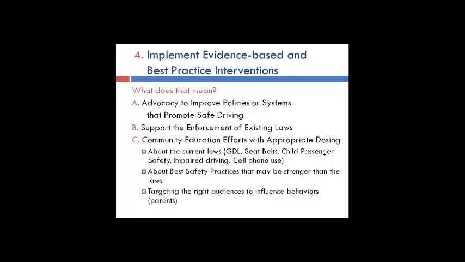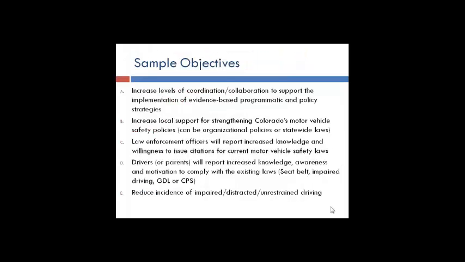And lastly, you need to target the right audience to influence behaviors. For example, parents. Since we know that enforcement of graduated driver's licensing laws can be difficult since officers may not be able to recognize the exact age of a teen driver, enforcement really does start at home. So if you target parents with your educational efforts, they can help improve graduated driver's licensing enforcement before the teen ever leaves the house. On this slide, we've provided some sample objectives of what your program could implement at the local level that would be aligned with best practices.